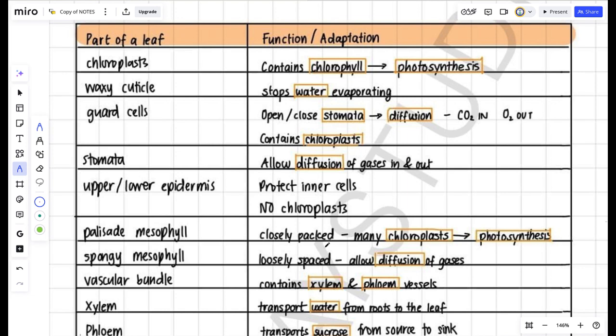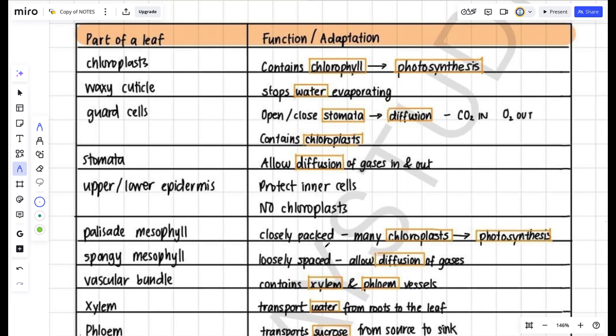Now let's move to the spongy mesophyll layer. Just like we have shown, the cells are sparsely dispersed. There are a lot of air spaces between all the cells found in the spongy mesophyll layer of the leaf. They're loosely spaced out, and they allow diffusion of gases to happen within them. They allow gas to go everywhere and move about. Now let's go to the vascular bundle. The vascular bundle is the vein of the leaf.